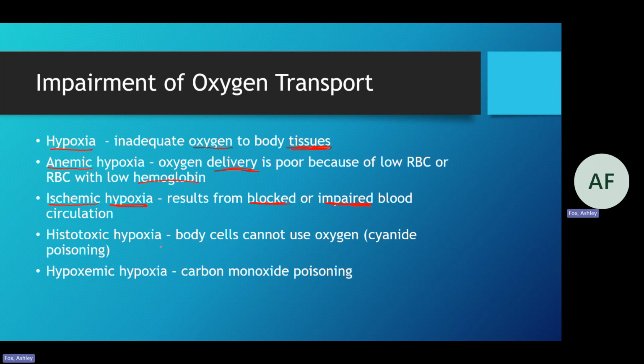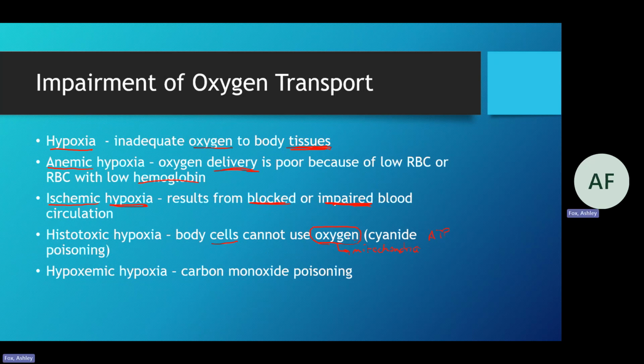Histotoxic hypoxia is when your cells can't take in oxygen for whatever reason. This often happens in cyanide poisoning. If the cells can't use oxygen, meaning your mitochondria can't use oxygen to make ATP, well, you quickly run out of ATP and can't make it, and then run out of energy, so everything stops.